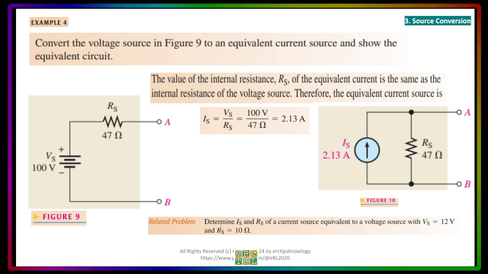Now you try this problem: determine the Is and the Rs of a current source equivalent to a voltage source with Vs of 12 volts.